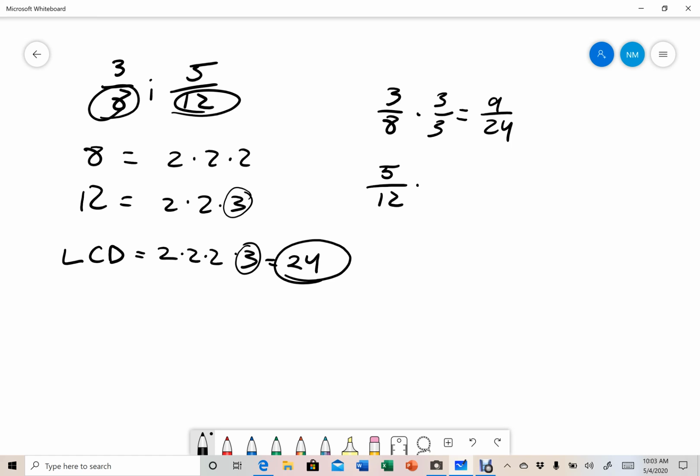I do the same thing with my other fraction, 5/12. Now, what I was missing in 12 was, I had 2 2's, but I was missing an extra 2 in my 12. So I'm going to multiply this by 2/2, okay? So 5 times 2 is 10, 12 times 2 is 24, and I now have my new fractions of 9/24 and 10/24, okay? So we're basically going to take these fractions and multiply this fraction by whatever I was missing in order to get my common denominator.